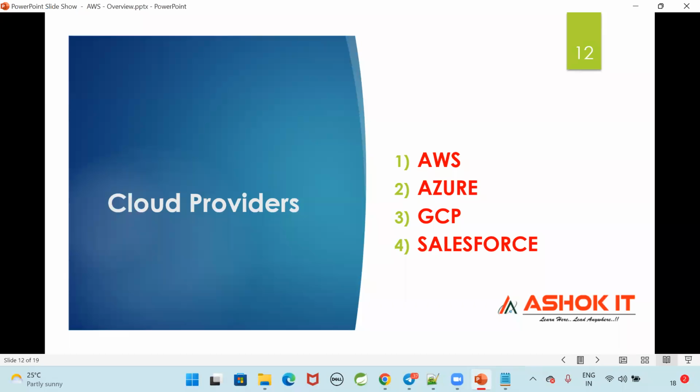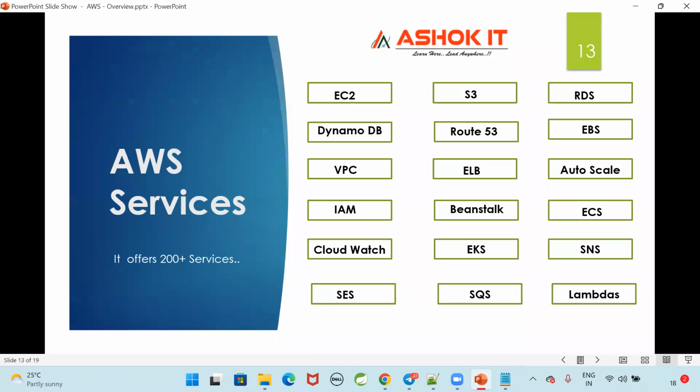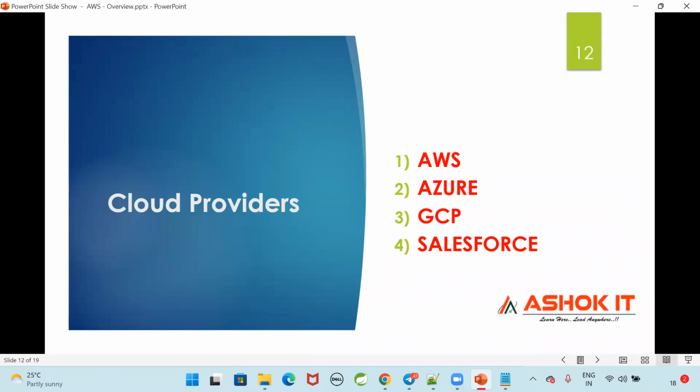AWS cloud is managed by the Amazon company. Amazon is the cloud provider giving AWS cloud. Azure is from Microsoft, Google Cloud is GCP, and Salesforce Cloud is from the Salesforce company. AWS, Azure, GCP, Salesforce. These are the famous cloud platforms available in the market.